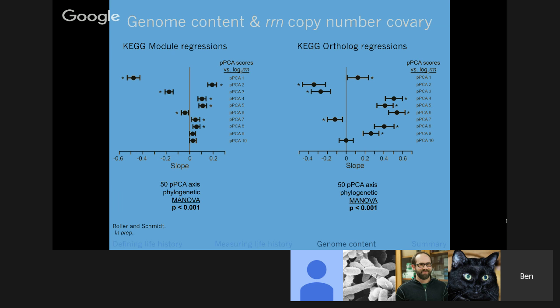And we've also done this in a multivariate way, so rather than looking at each axis independently, we can look at all 50 of the top axes in a PPCA plot. And we also show that, again, there's this significant relationship with copy number. And we've done a little bit of follow-up work with this, looking at other axes of a microbe's niche, and we don't seem to see the same relationship of an organism's temperature niche or oxygen preference niche dictating genome content as much as ribosomal RNA operon copy number does.